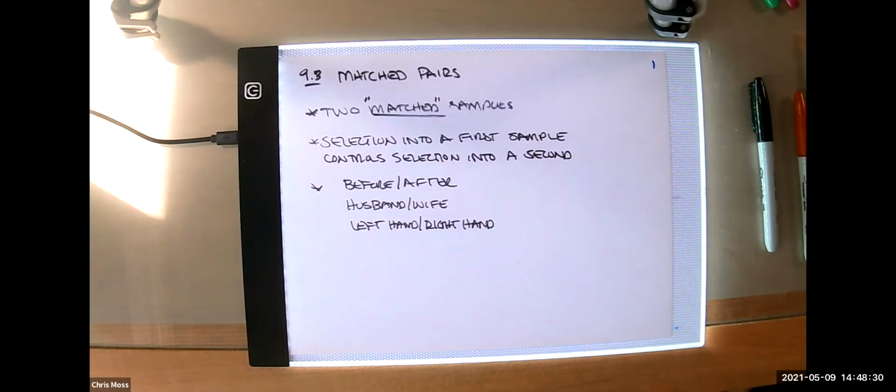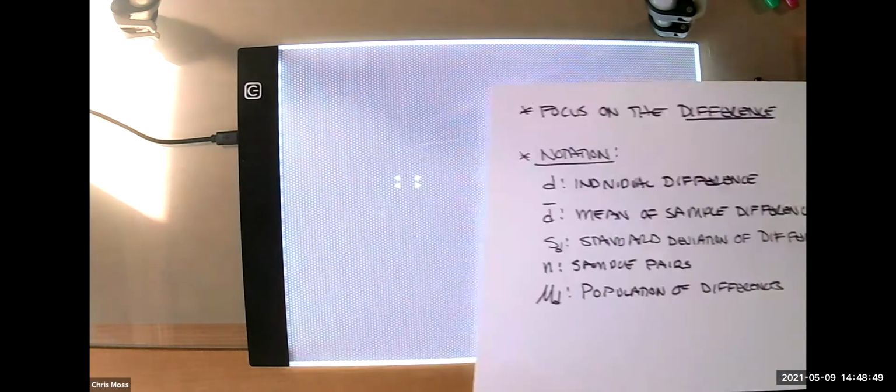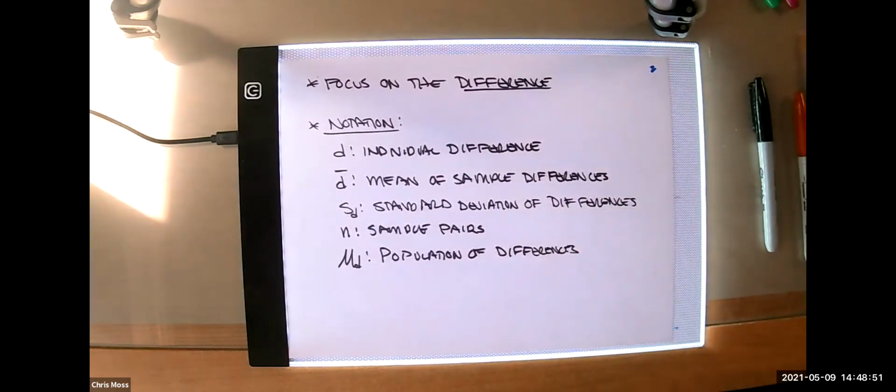If we're looking at a husband and wife or other couples, if one half of the couple is in the first sample, the other half of the couple will be in the second sample. Body symmetry. If my left hand is in the first sample, my right hand is going to be in the second sample. So because of this, what we do is we focus on the difference between the two samples. We have special notation that works very well with that.